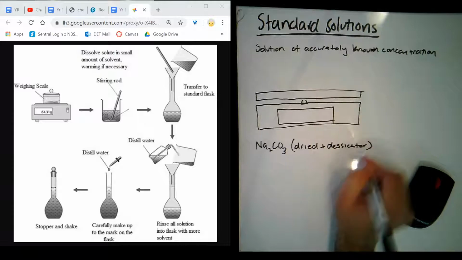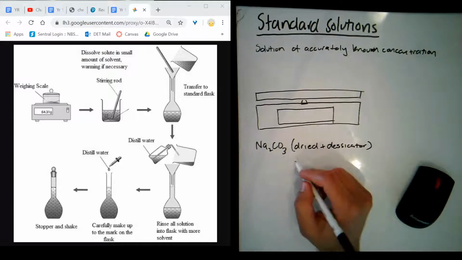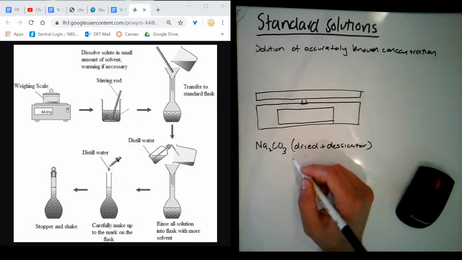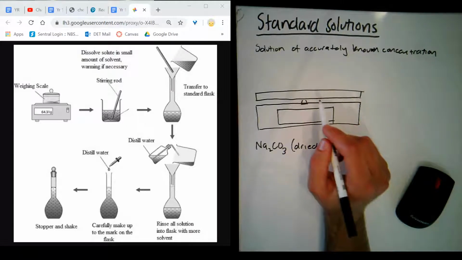So I know that this is dry. It's actually free of water, and I can obtain this in pure form. It's got a very high molar mass. All's well and good. So what do we actually do?